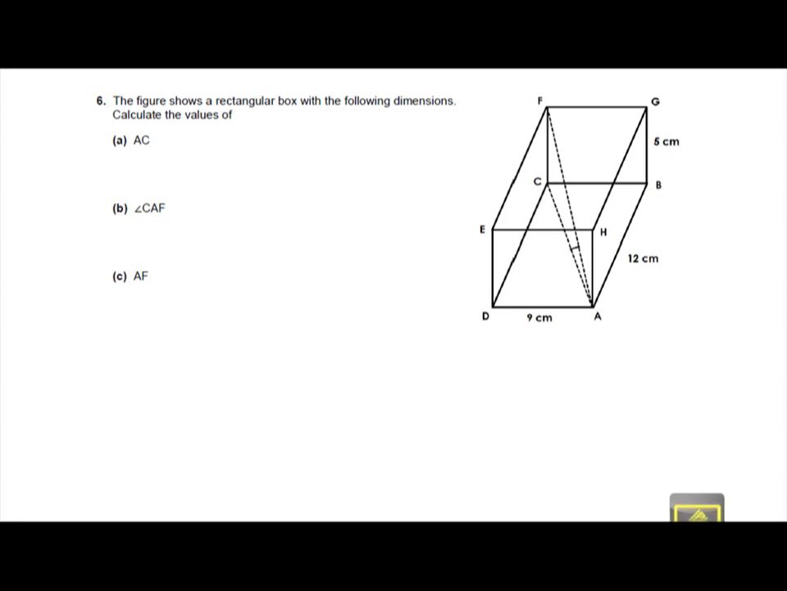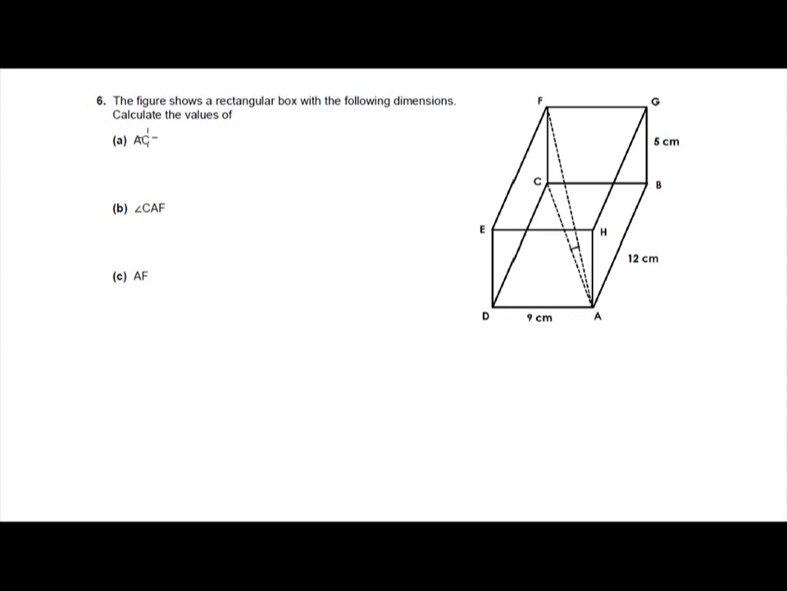Hi again, we're down to the last number. So this is number 6. The figure shows a rectangular box with the following dimensions. So this is the box with dimensions 5. The height is 5, the length is 12, and the width is 9.